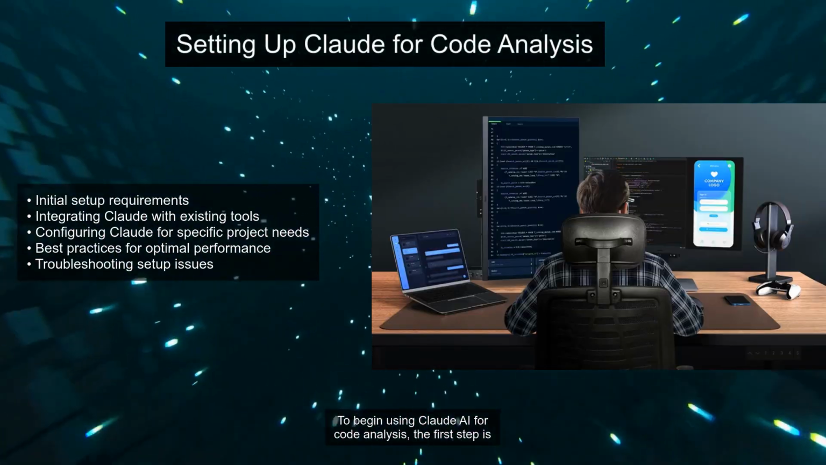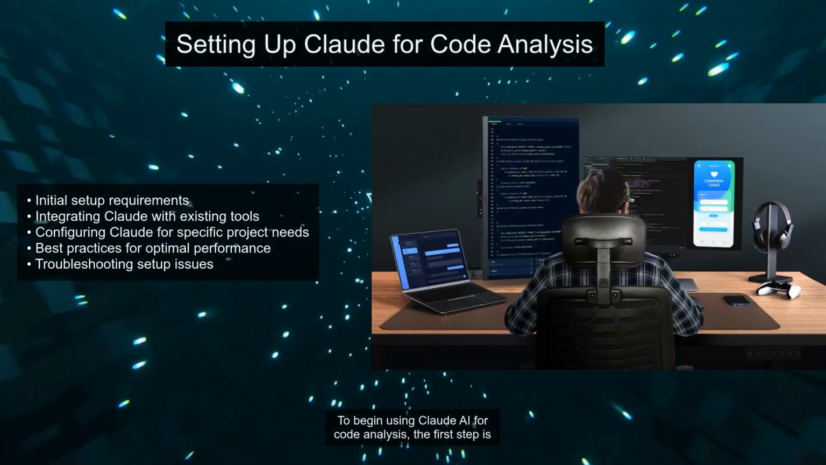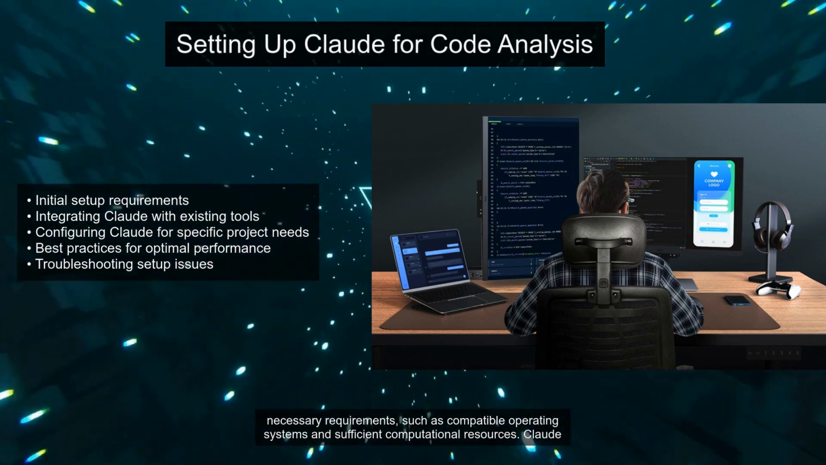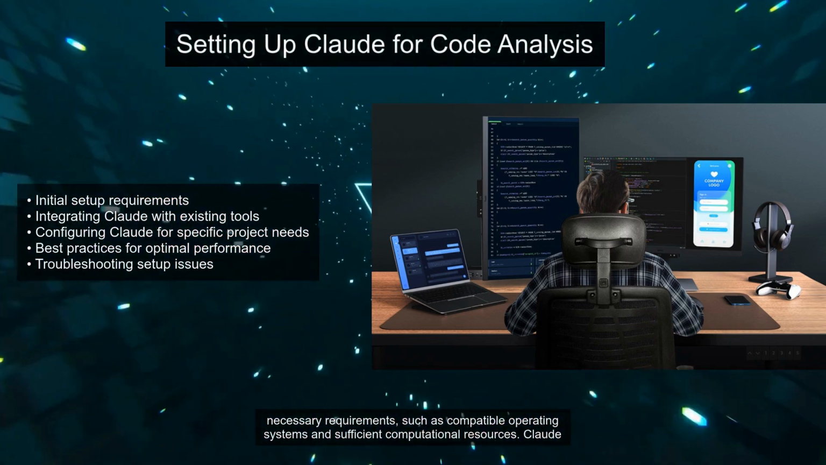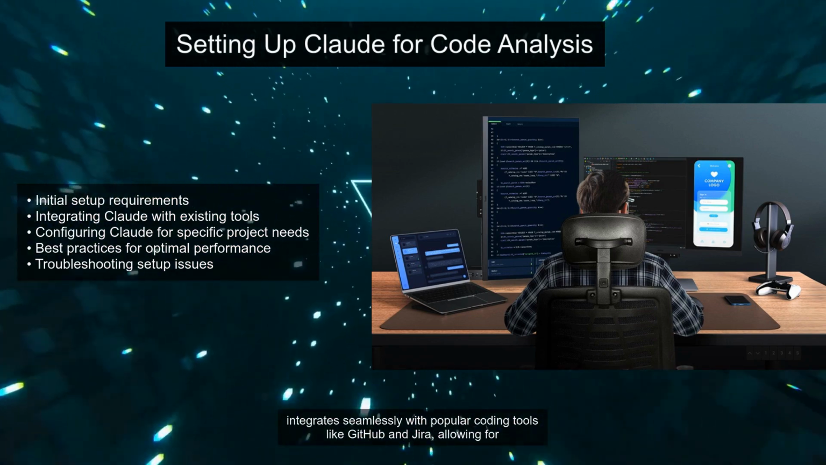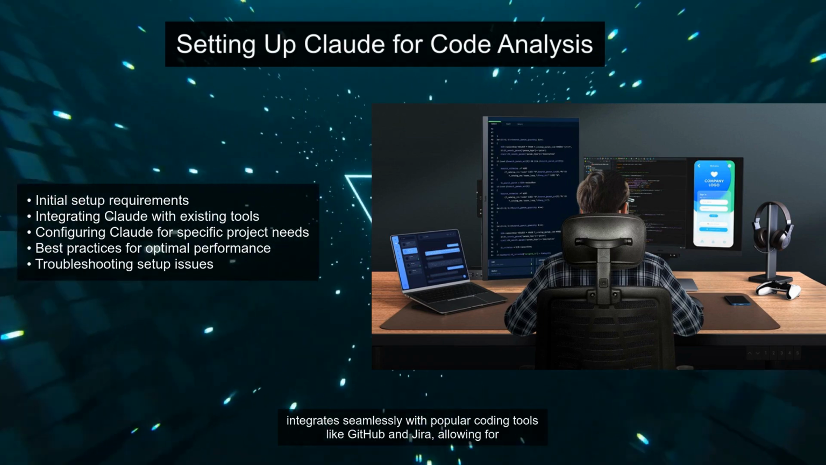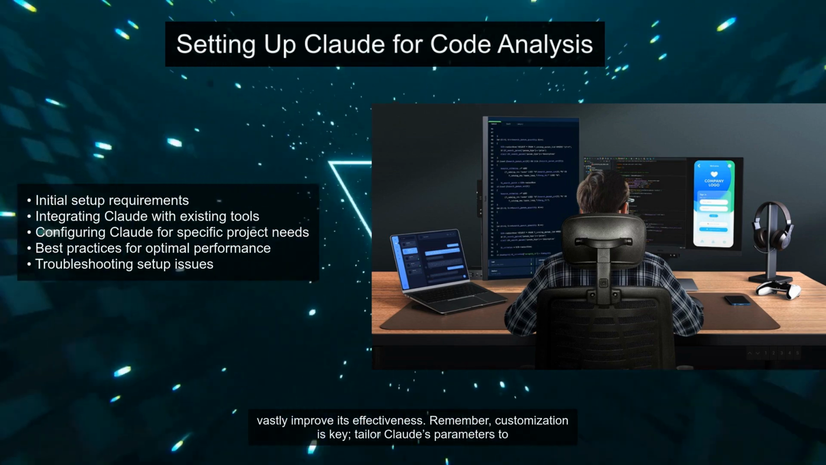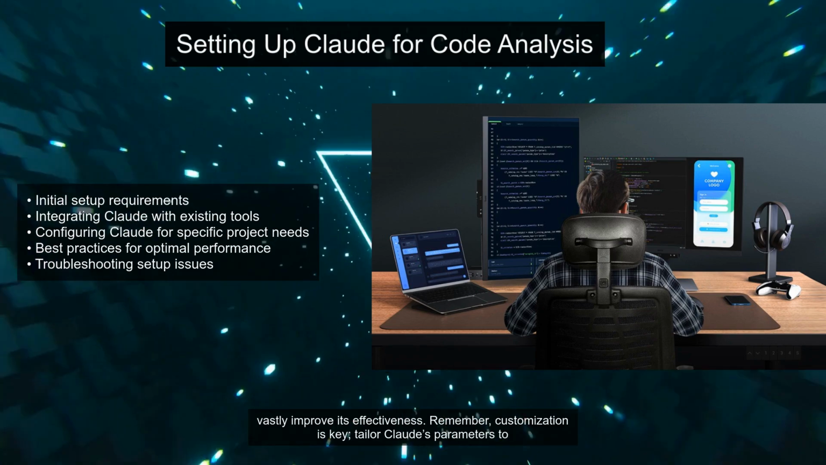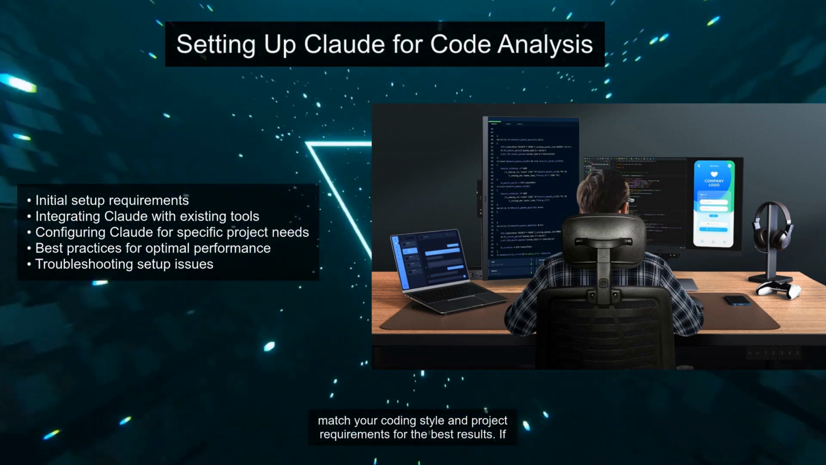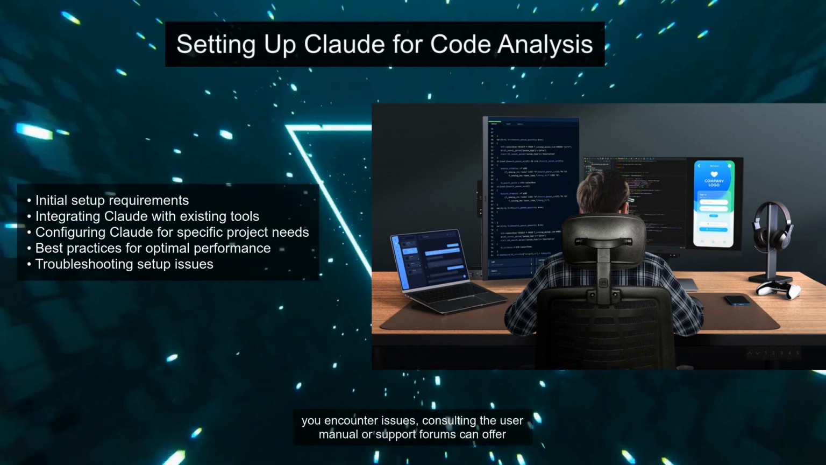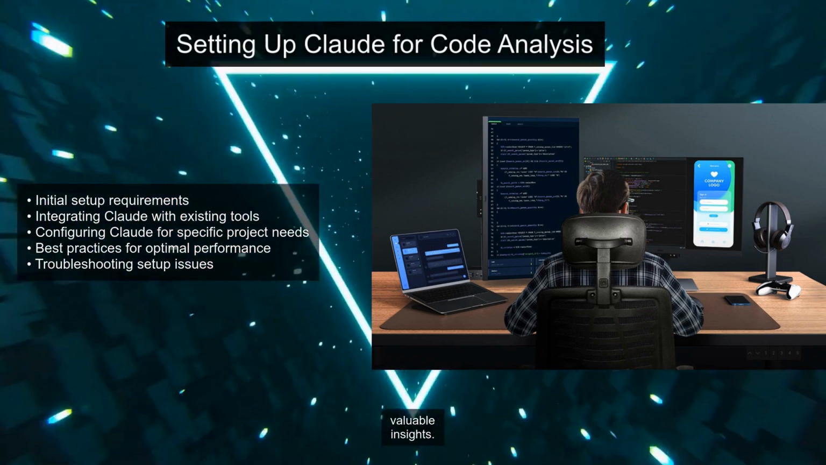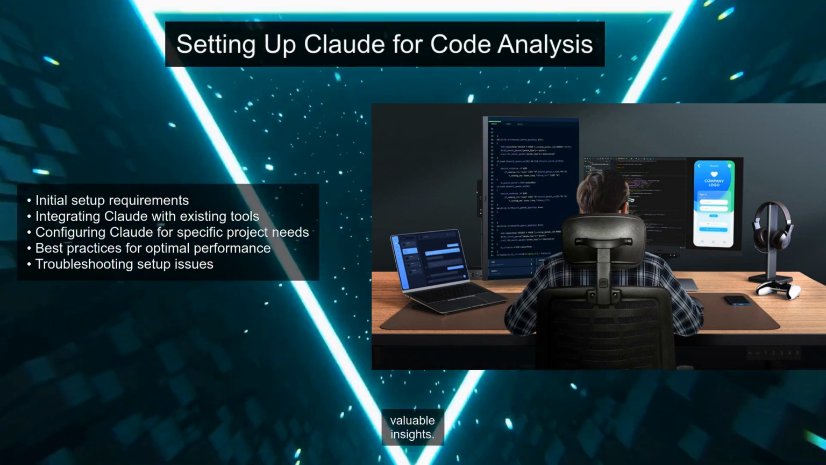To begin using Claude AI for code analysis, the first step is setting it up correctly. Start by ensuring your development environment meets all necessary requirements, such as compatible operating systems and sufficient computational resources. Claude integrates seamlessly with popular coding tools like GitHub and Jira, allowing for a smooth transition. Configuring Claude to suit your project's specific needs can vastly improve its effectiveness. Remember, customization is key. Tailor Claude's parameters to match your coding style and project requirements for the best results. If you encounter issues, consulting the user manual or support forums can offer valuable insights.